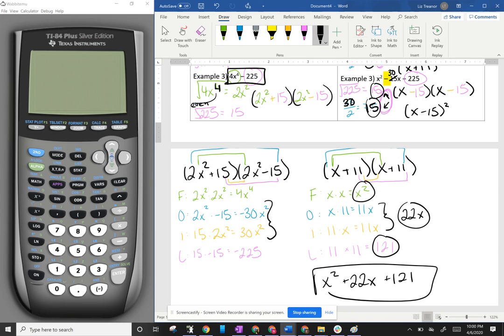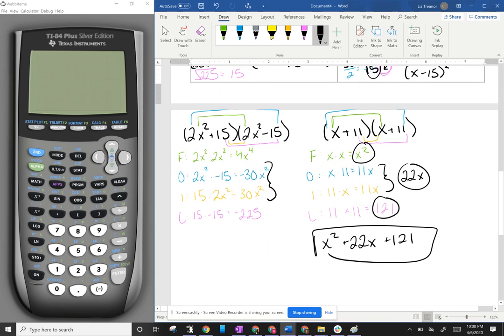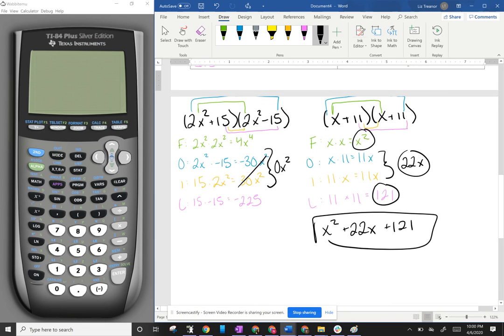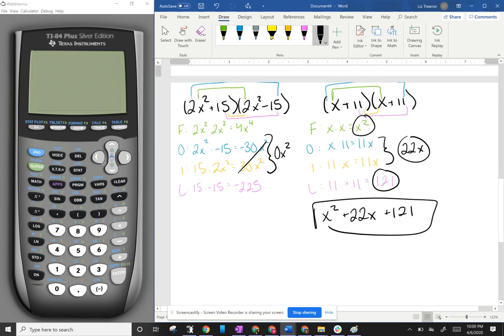And we see we have like terms of the two middle terms again, negative 30x squared plus 30x squared. These terms are actually going to cancel out. You get 0x squared. It's negative 30 plus 30 is 0. But we don't need to include that since the coefficient is 0. Instead, we're just going to get 4x to the 4th minus 225. And this is why it's so important, this minus sign, why this must be subtraction.